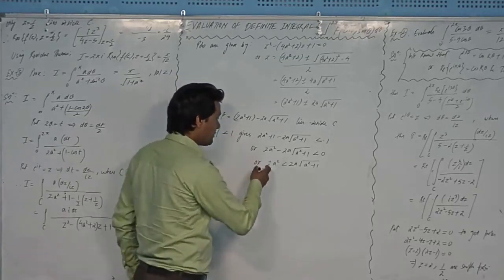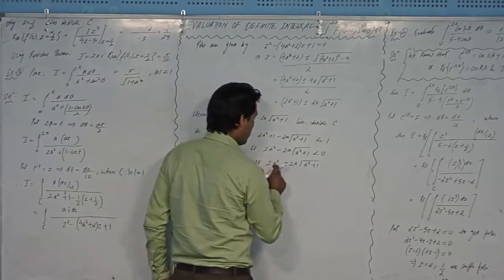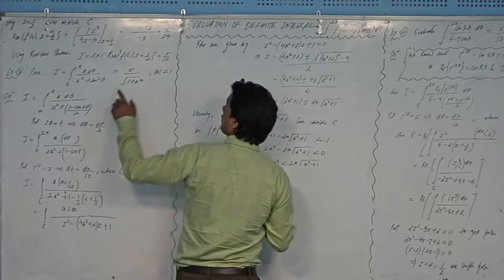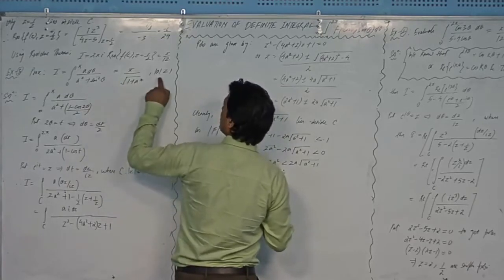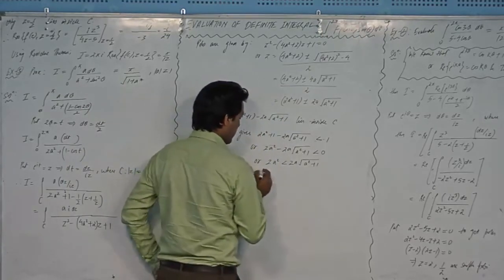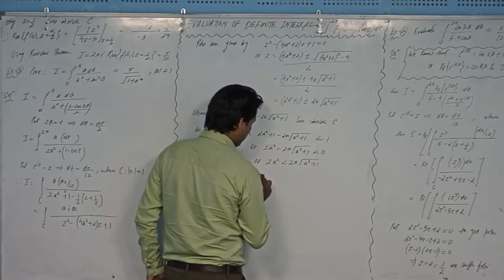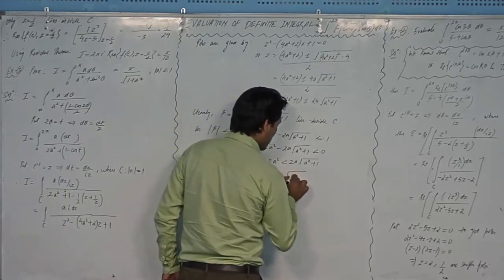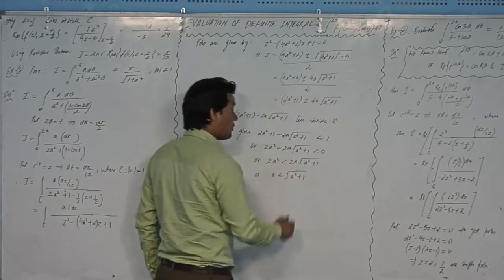Then 2 and 2 can be cancelled out. And can a and a be cancelled out? Yes. What is a? Modulus of a is less than 1. That can be cancelled out. So I will be having a < √(a² + 1), and that is obviously true.